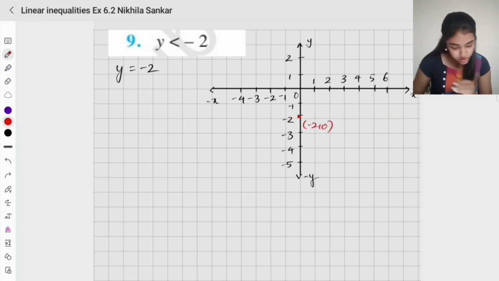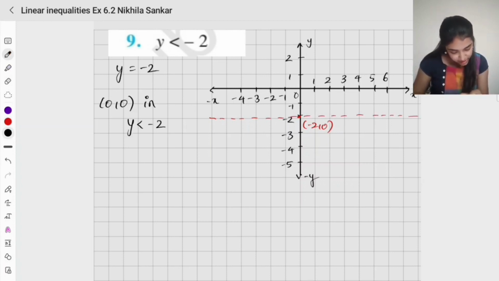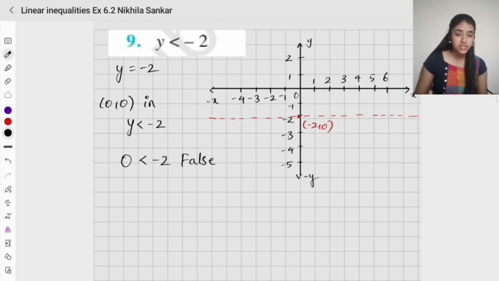But you should not draw a straight line because there is strict inequality. So dotted lines. So this is going to be y equals minus 2. இப்போ 0, 0 included ஆனா check பண்ணணும். So 0, 0 in y less than minus 2. 0 substitute பண்ணா 0 less than minus 2 which is false. Correcta? Minus 2 is a negative number. 0 cannot be less than a negative number. So 0, 0 is not included.